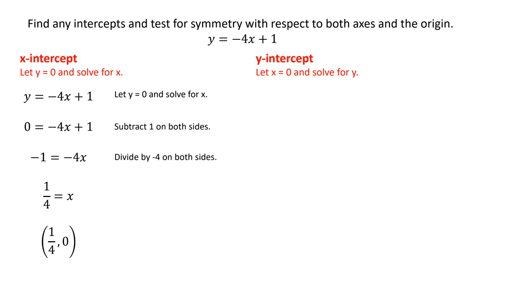If the question says give the ordered pair or the point of the x-intercept, you're going to label it as the x value 1/4, comma 0. Okay. Let's go ahead and find the y-intercept.